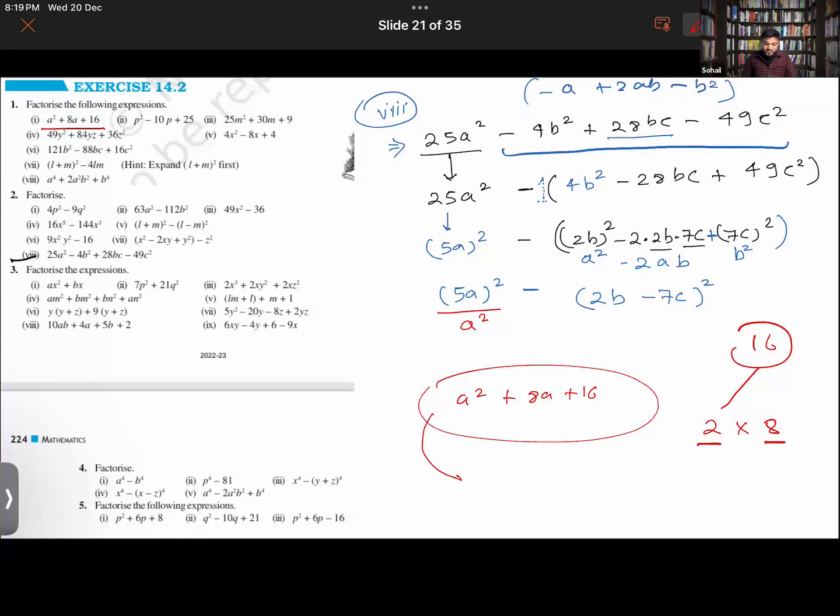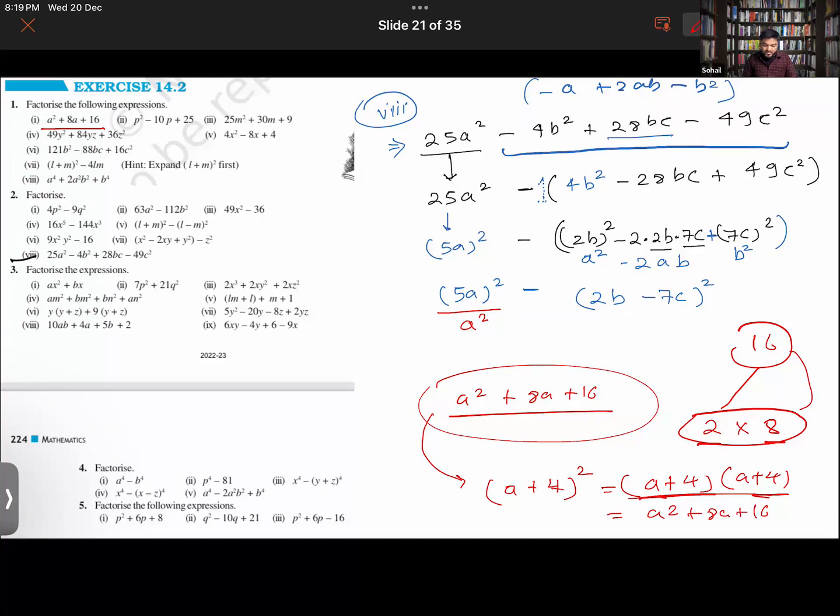So while I solve this question, while I factorize this question, I was getting a plus 4 whole square. Basically a plus 4 whole square is the same thing as a plus 4 into a plus 4. And after solving this, I am again getting a square plus 8a plus 16. It is the same, like you multiply these two factors, you get 16. You multiply these two factors, you get back this expression. So while you will be solving it now, why you would be writing 8 again, while you will be solving.